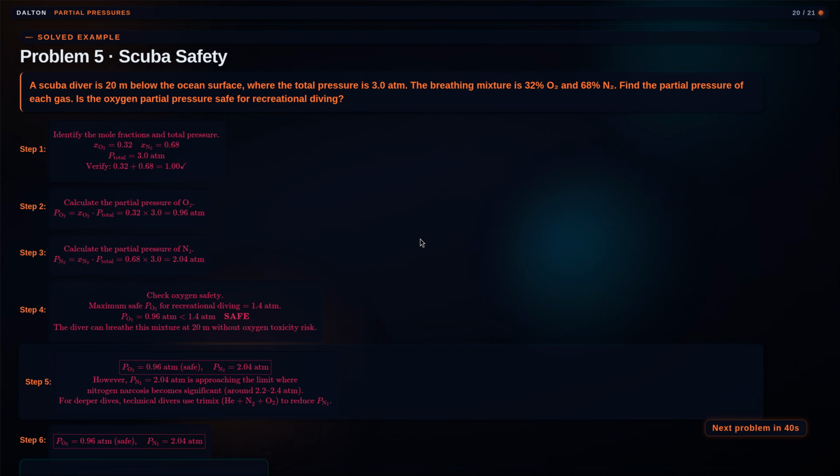However, the partial pressure of nitrogen at 2.04 atmospheres is approaching the limit where nitrogen narcosis becomes significant, around 2.2 to 2.4 atmospheres. For deeper dives, technical divers use trimix, a mixture of helium, nitrogen, and oxygen, to reduce the nitrogen partial pressure. The final answer is P oxygen equals 0.96 atmospheres, which is safe, and P nitrogen equals 2.04 atmospheres.